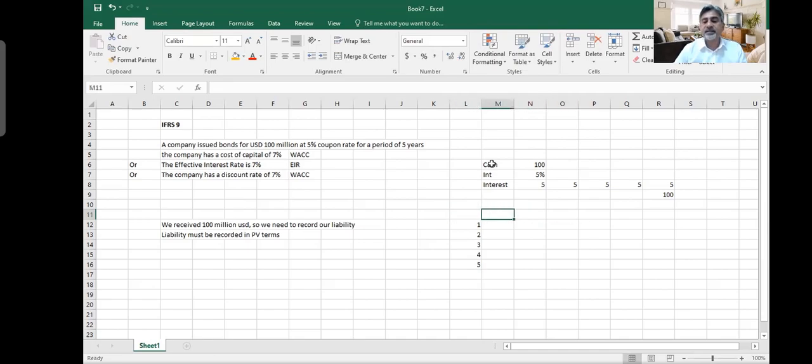And I know that these are my liabilities. This is what I need to pay. This is the amount at the end of year 1. These are my years, and these are the amounts. I have to pay 5, 5, 5, 5, 105. I need to find out the present value of these amounts. For present value, I need my discount factor. I have to discount it.